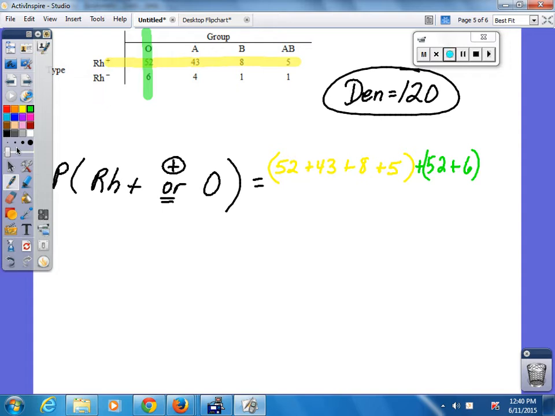I'm going to circle this 52 right here because that represents what? The overlap. And I'm going to do that in black because that is an overlap. Minus 52, all over 120.